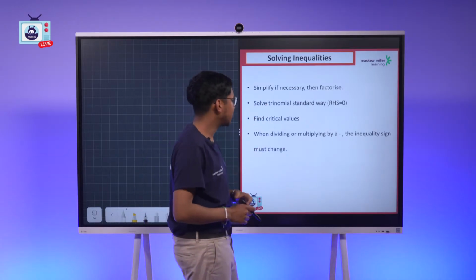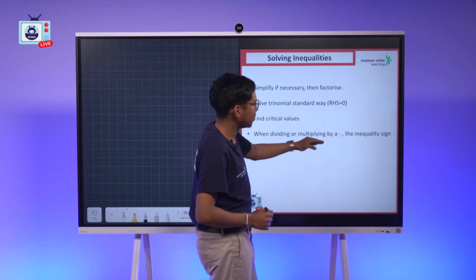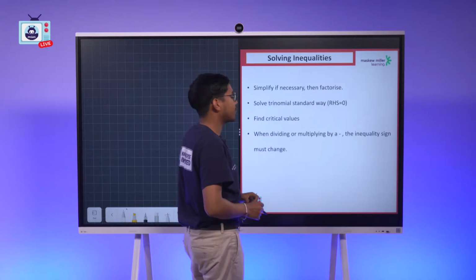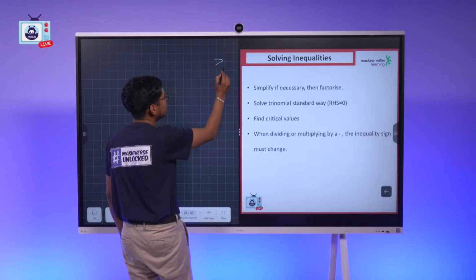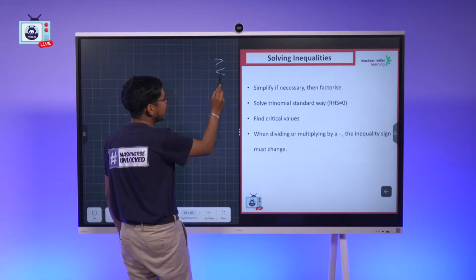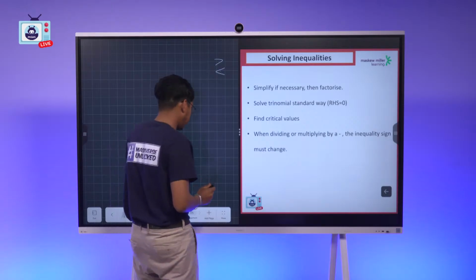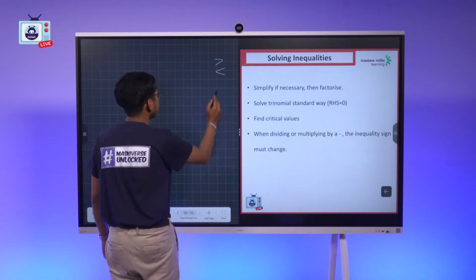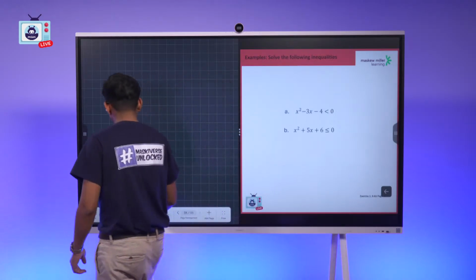And then obviously, a very important point to understand with inequalities is that when we're dividing or multiplying by a negative, the sign of the inequality must change. So if it looks like that, if I divide by a negative, it will go in that direction. And if it's given in this direction, if I multiply or divide by a negative, it will go to that direction over there, okay? All right, let's move into some examples, right?